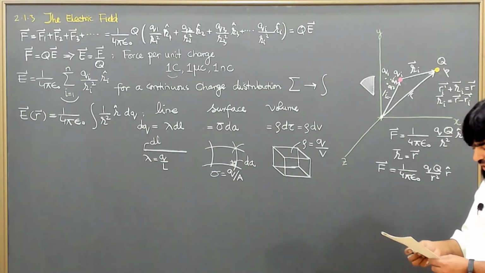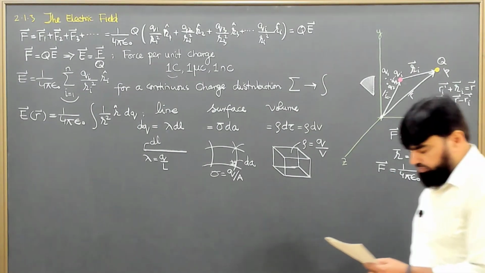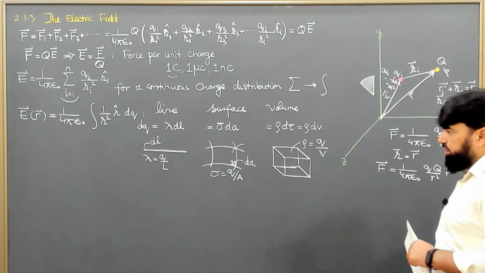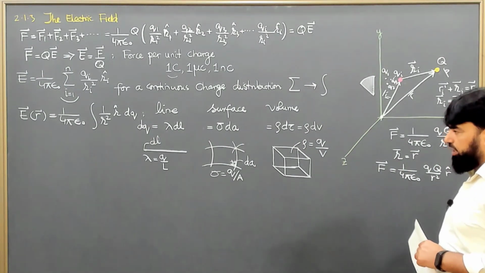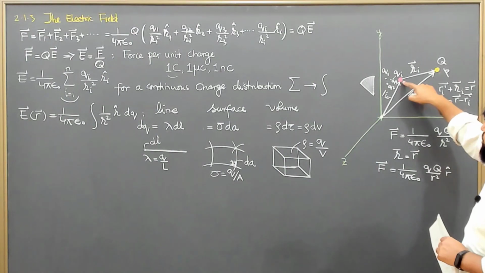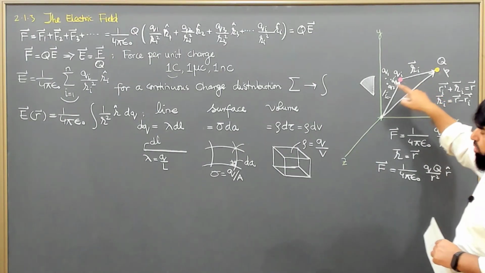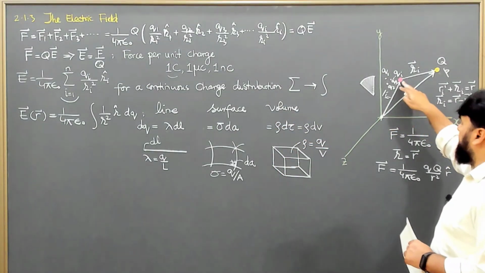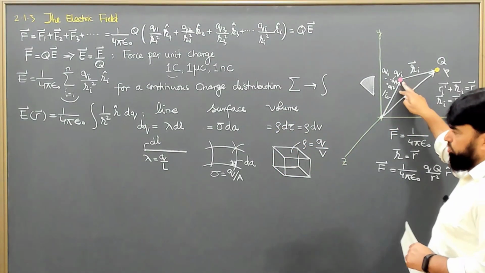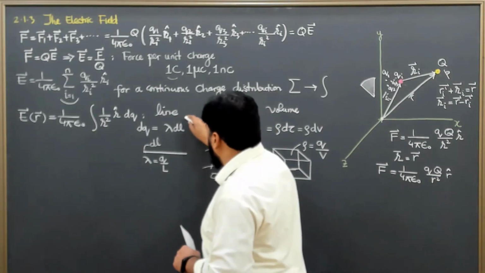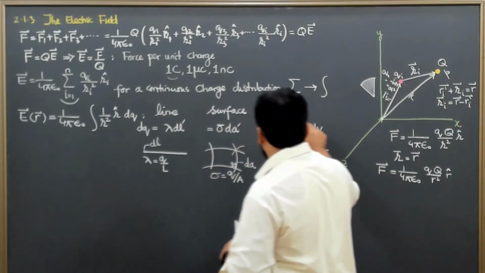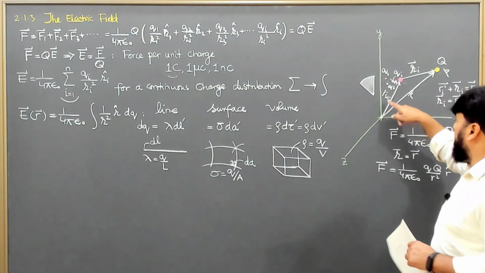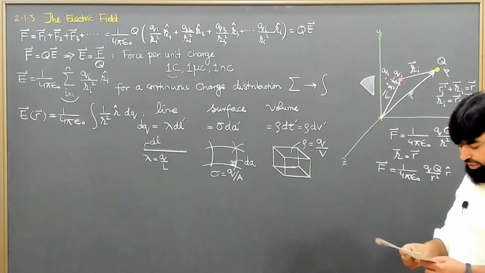Let me write the equations for them, but first let's clarify something here. When we put the source charge at the origin, it will be like this. But if the source charge is not at the origin, then for dl and for dA and for d tau we will have primed coordinates, because they are at r prime distance.